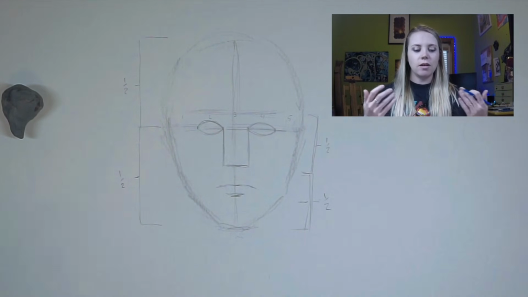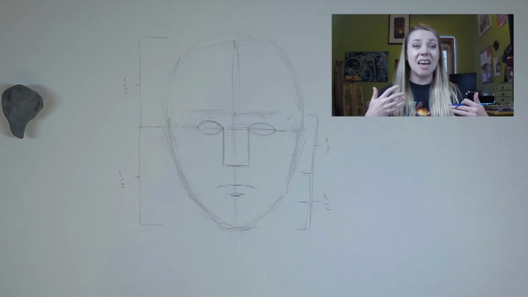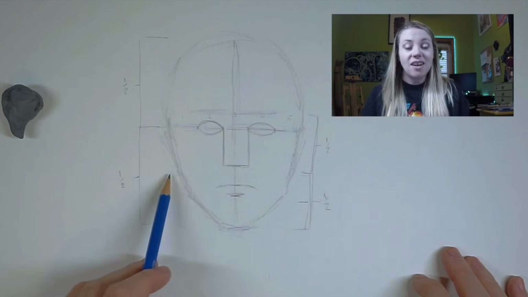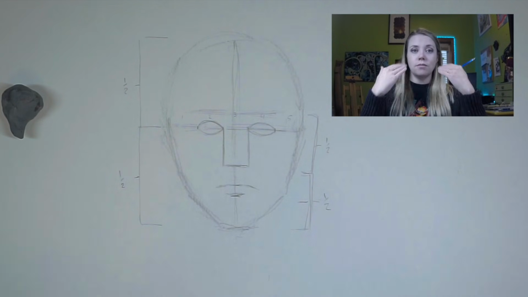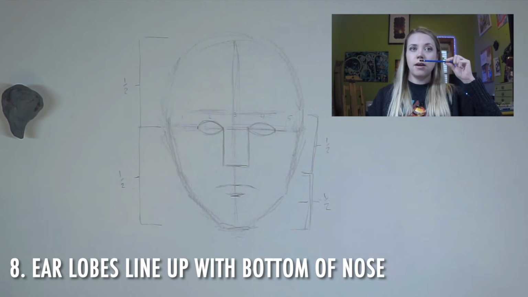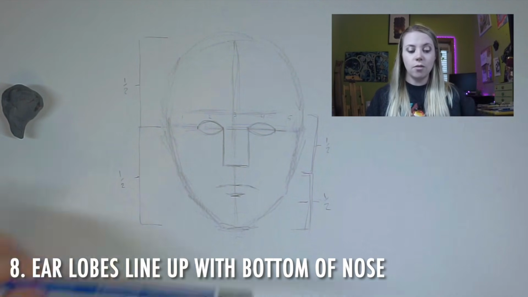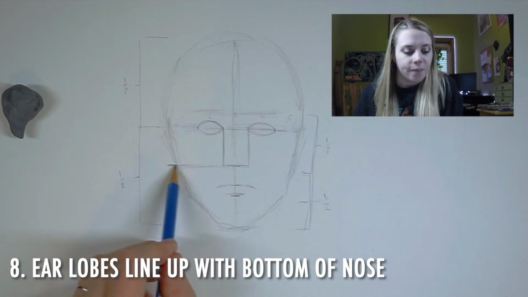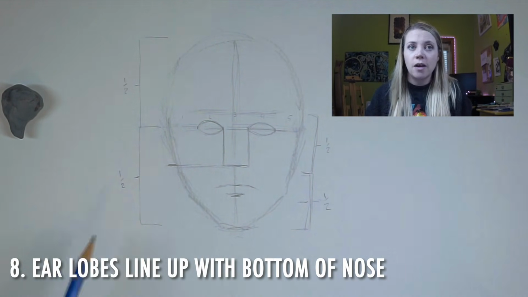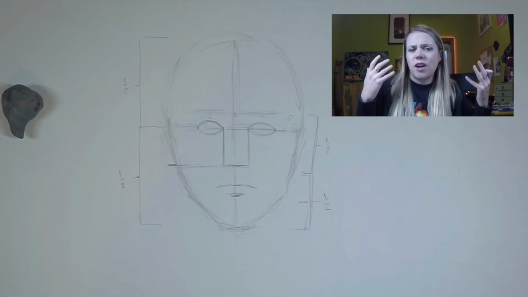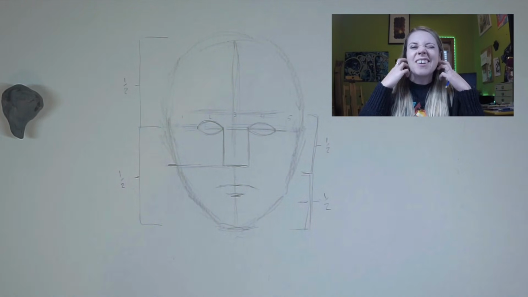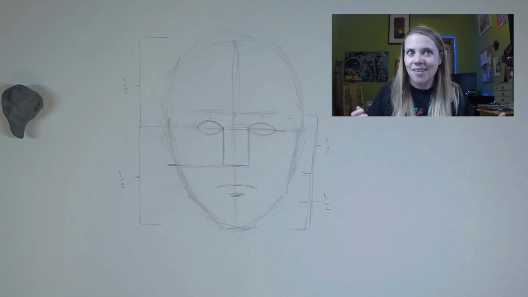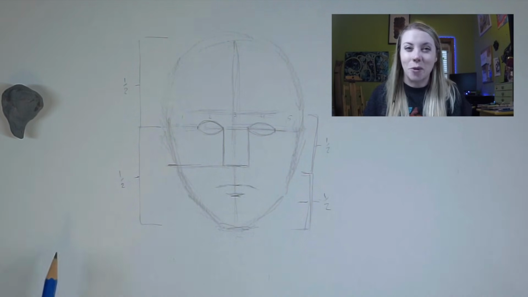The next things we need to do is figure out the ears and the neck and the shoulders and all of that good stuff. So our ears, if you are looking straight ahead, line up with the bottom of your nose. So if we draw a line straight over, that should be where your earlobe is. Obviously, if your ears are stretched or if you're really old and have those awesome saggy earlobes, that's not going to be the case, but most of the time it is.